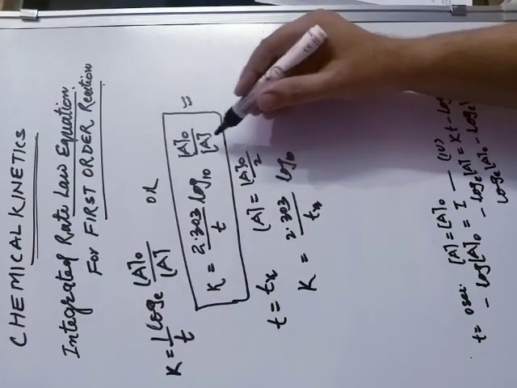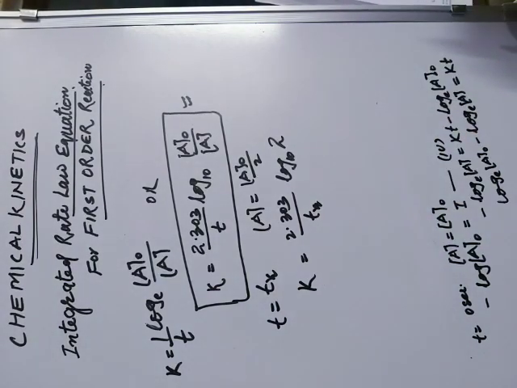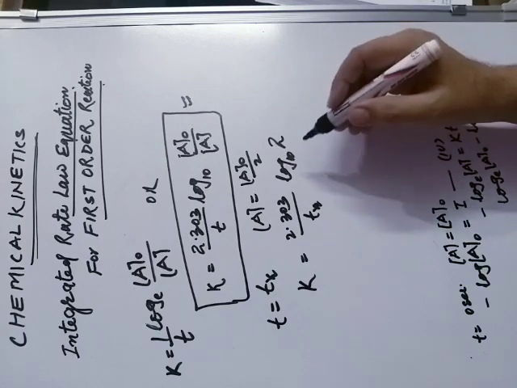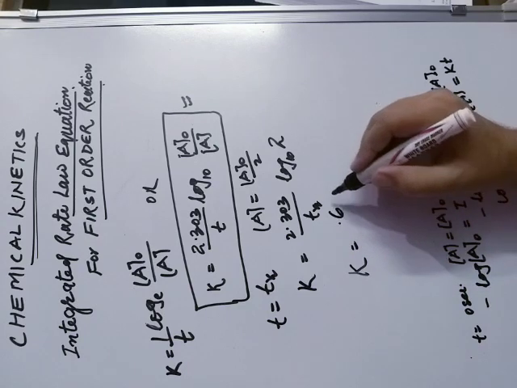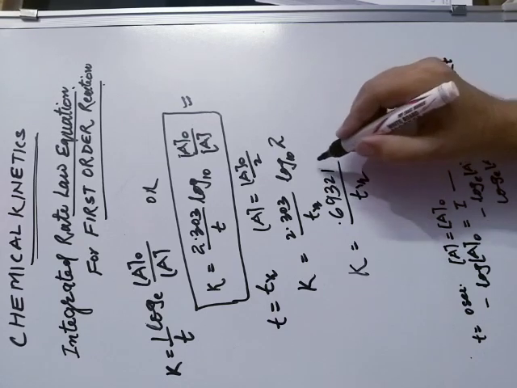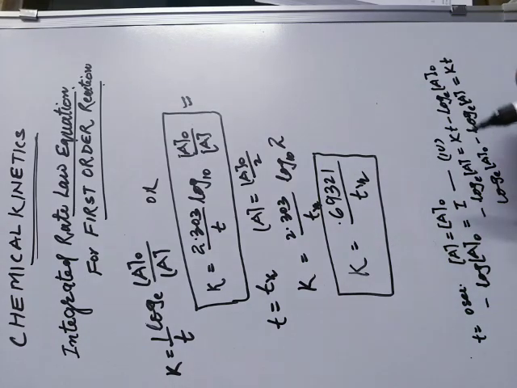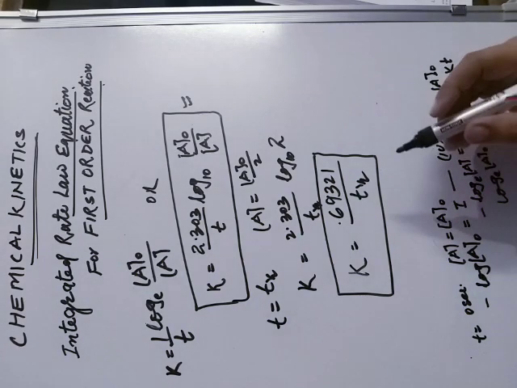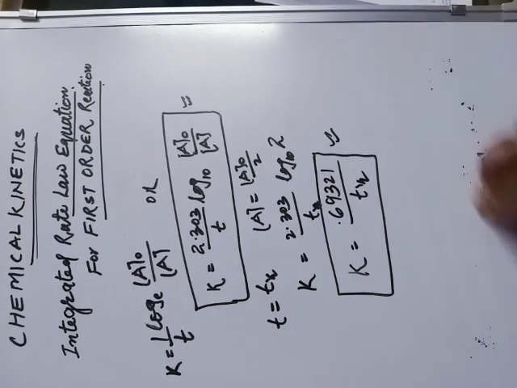Then A naught cancels, and it will be log 2. What is the value of log 2? That is 0.3010. If we write 0.3010 in place of log 2, then K will be equal to 0.693 upon t half. So now we can say that the rate constant depends neither on the initial concentration nor on the final concentration. It only depends upon the half-life. So this formula will also be used in numericals. Is it okay? Then please take the screenshot of this.